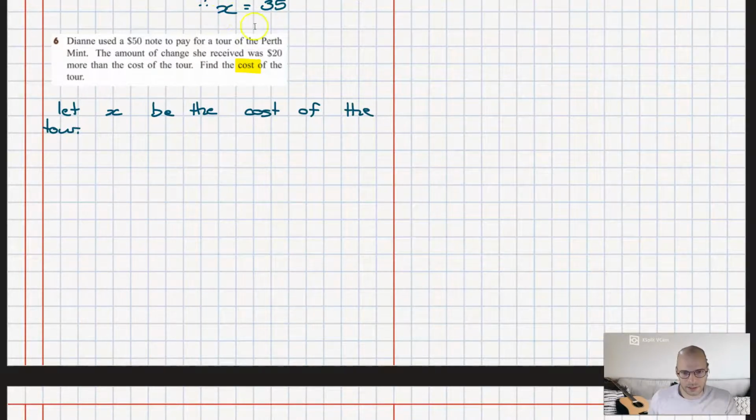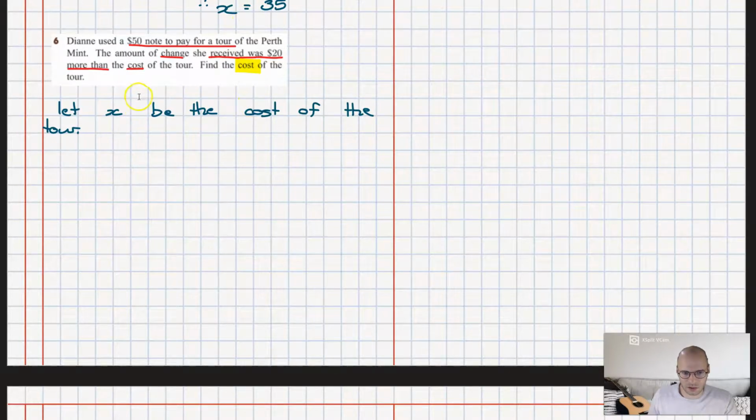Alright, now let's try and deconstruct the problem. Diane used a $50 note to pay for a tour. The amount of change she received was $20 more than the cost of the tour. The amount of change received was $20 more than cost.